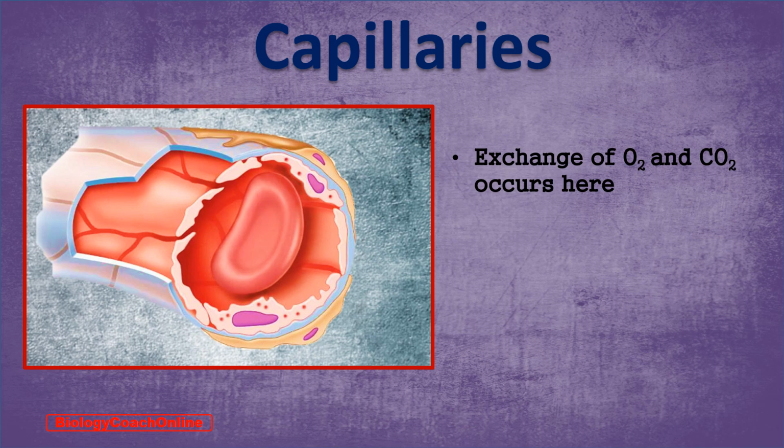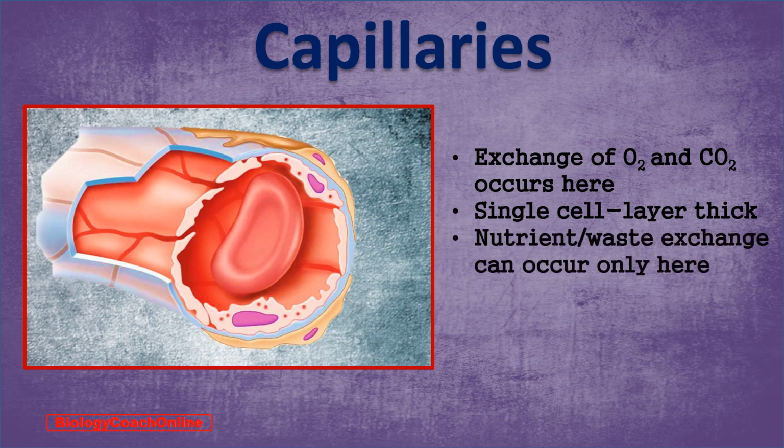Now, because the walls of capillaries are but a single epithelial cell thick, they are the only blood vessels that allow the free exchange of nutrients and waste between the blood and the surrounding interstitial fluids. Interstitial fluid is that fluid that fills the spaces between tissue cells. So here you can see the single layer of epithelial cells. By the way, this is a nucleus of this epithelial cell, and here is another one.